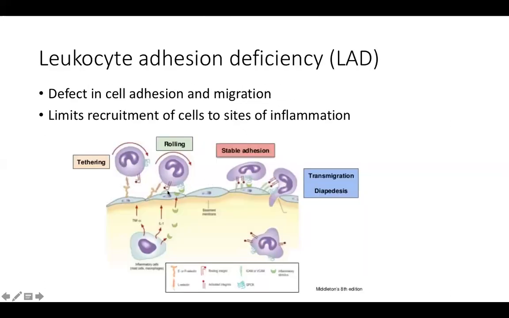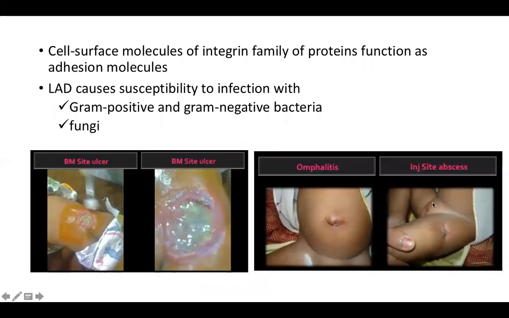So they are expressed here on the endothelial surface, and their receptors are expressed on the leukocyte surface. So that interaction fails to happen. Because of that, there is susceptibility to infections. Which ones? I told you, phagocytic defect causes susceptibility to bacteria and fungi.